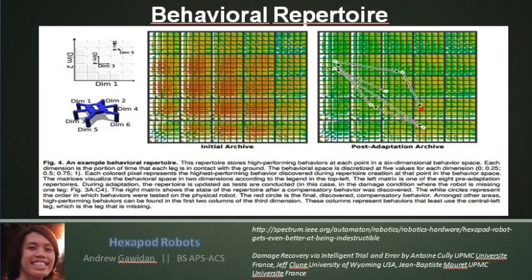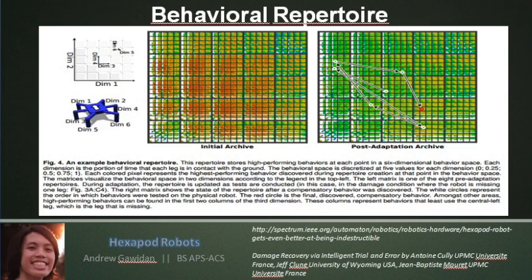Shown in this slide is an example of a behavioral repertoire of a hexapod robot missing a leg. This repertoire stores high-performing behaviors at each point in a 6-dimensional behavior space. Each dimension is the portion of time that each leg is in contact with the ground. The behavioral space is discretized at 5 values for each dimension. Each colored pixel represents the highest performing behavior discovered during repertoire creation at that point in the behavior space.